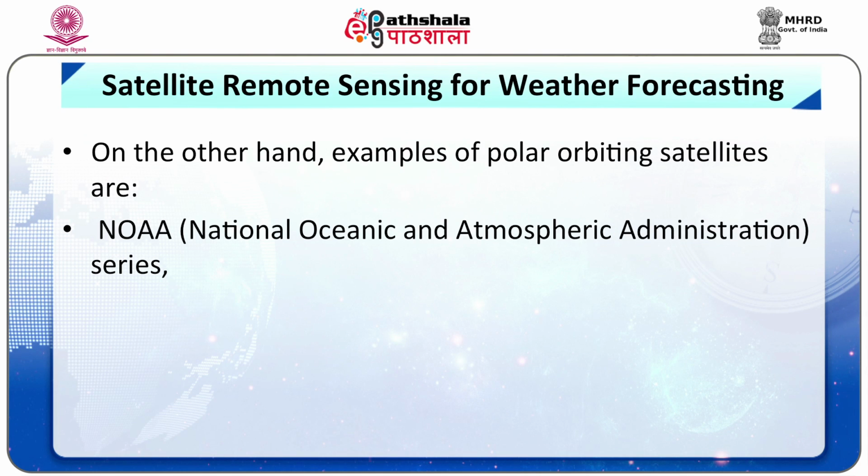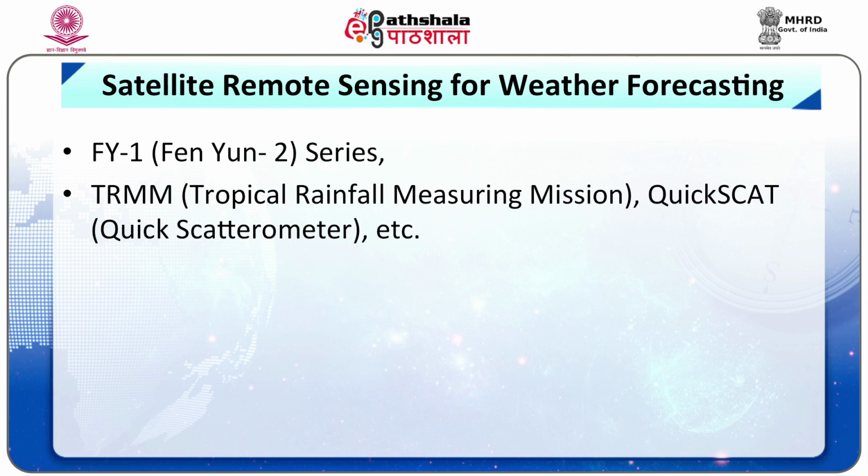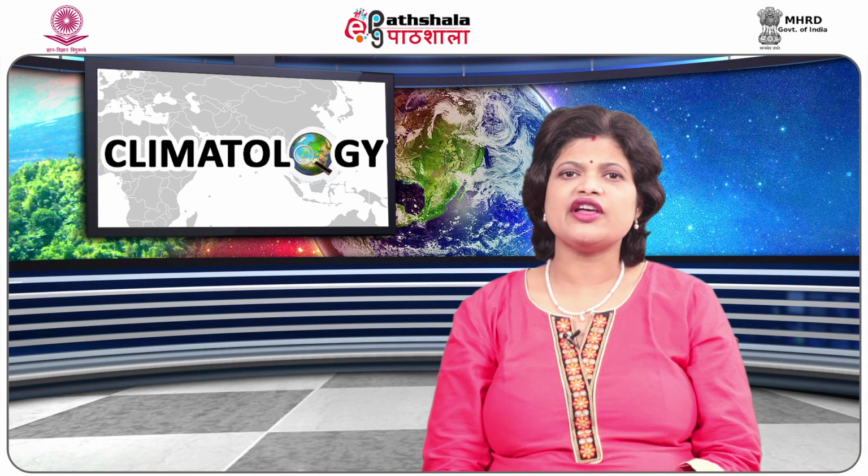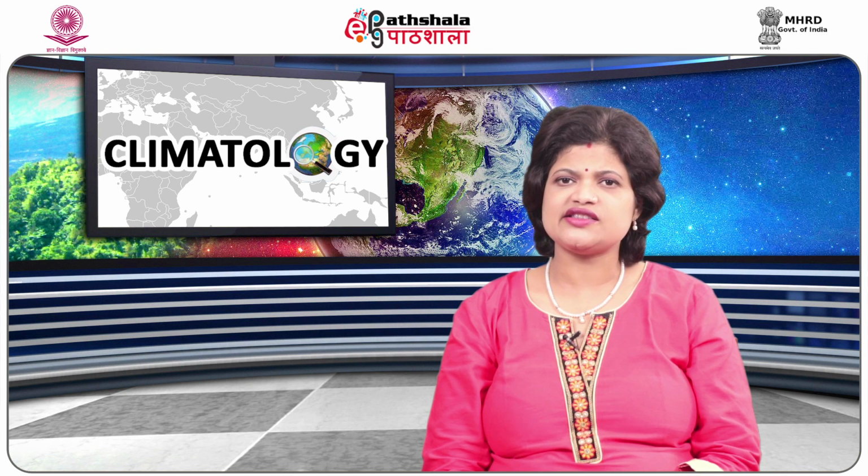On the other hand, examples of polar orbiting satellites are the NOAA, which is National Oceanic and Atmospheric Administration series, FY1, FY2 series, TRMM, Tropical Rainfall Measuring Mission, QuikScat scatterometer, etc. Thus, we see that apart from several weather instruments, climatic data and measurements are also taken with the help of satellites and its sensors.